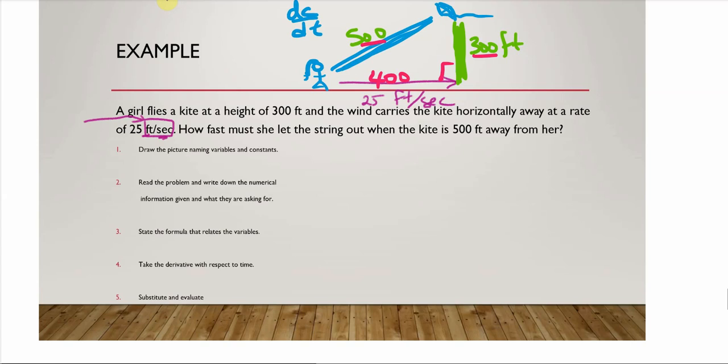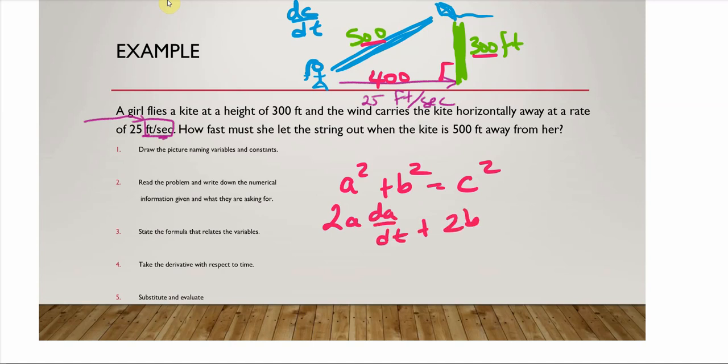I'm looking at the Pythagorean theorem. So the formula that I'm going to use is a squared plus b squared equals c squared. All right. So let's take the derivative of that, which we did in a previous slide: 2a dA/dt plus 2b dB/dt equals 2c dC/dt.